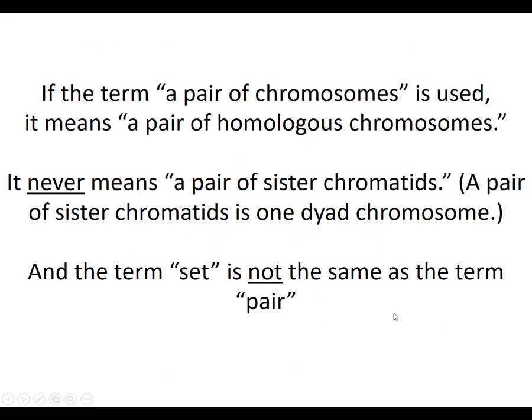So when we use the term a pair of chromosomes, we mean a pair of homologous chromosomes. We never mean a pair of sister chromatids, because two sister chromatids make up just one dyad chromosome. So when we say a pair of chromosomes, we mean two separate chromosomes. And so we need to be clear on what we mean by a pair of chromosomes versus a pair of chromatids.